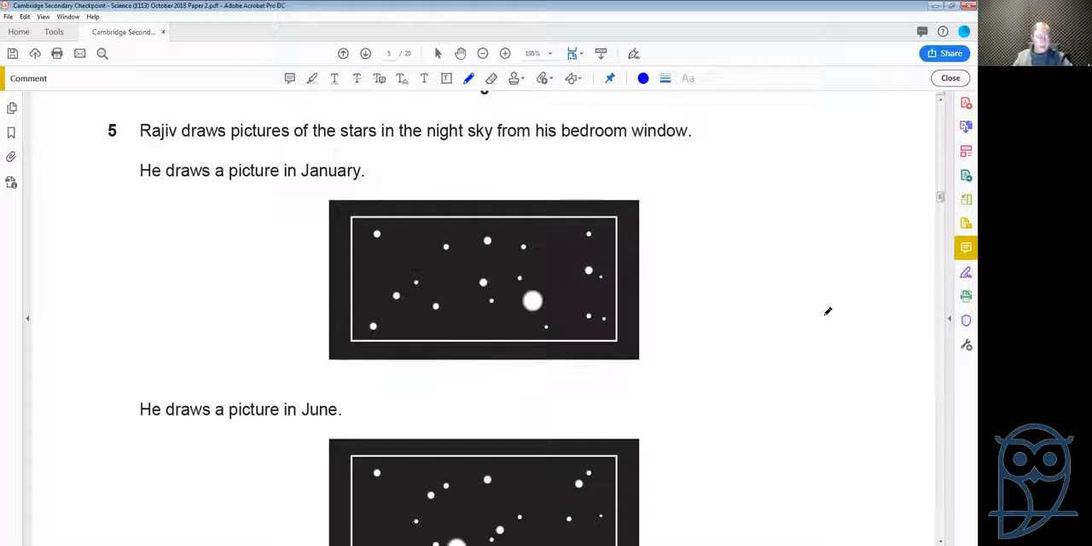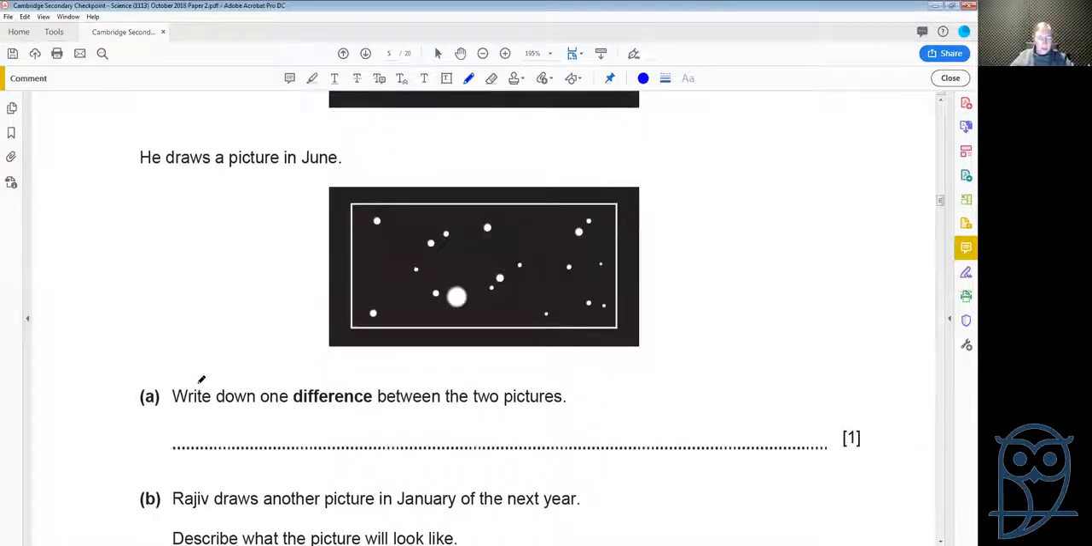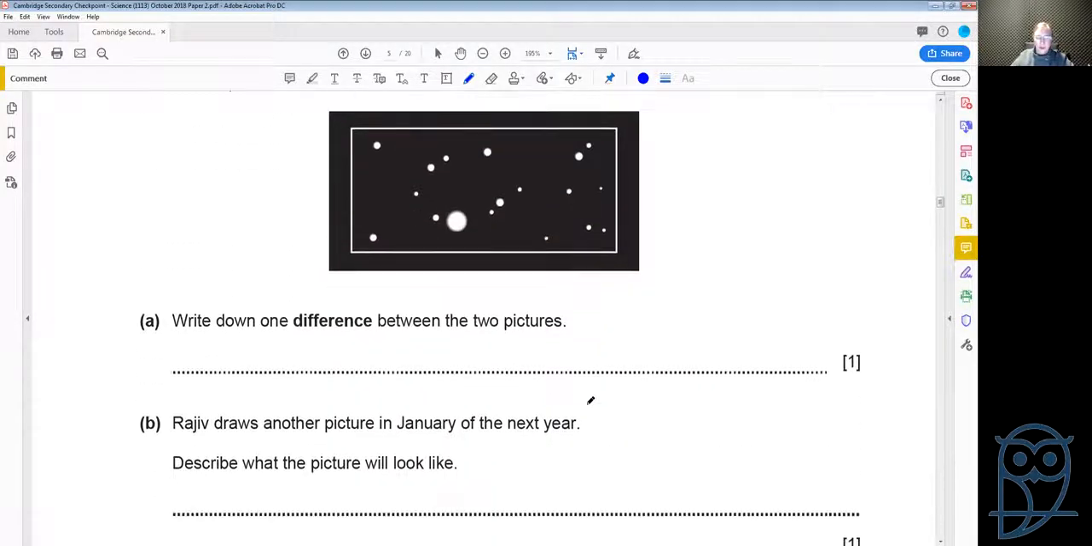Here's a bit of a more difficult one. So Rajiv draws pictures of the stars in the night sky from his bedroom window. Draws a picture in January and then a picture in June. Okay, so some of these stars stayed the same. So let's just continue reading. Write down one difference between the 2 pictures.